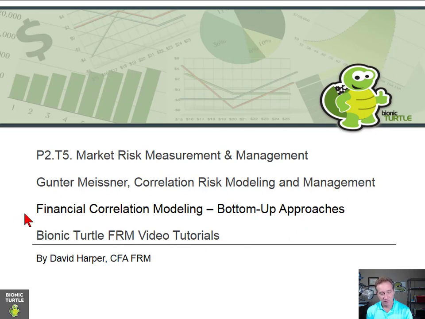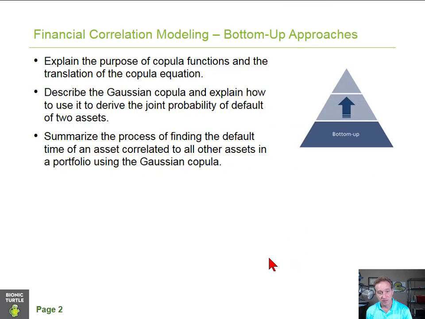This video is a review of his Chapter 4, and this is the last chapter assigned in the sequence under Part 2, Topic 5, Market Risk for Meissner. This is a chapter about Copulas, basically, and its title is Financial Correlation Modeling, Bottom-Up Approaches. The theme here in Chapter 4 is really an overcoming of the limitations of those traditional metrics that he reviewed in prior chapters, especially the Pearson's correlation coefficient, or just the correlation.